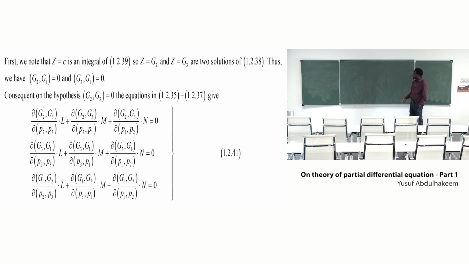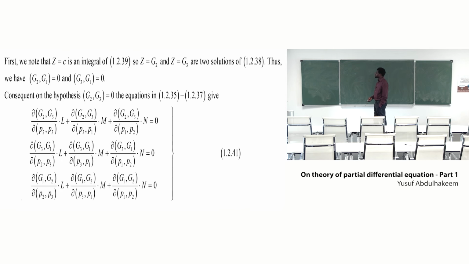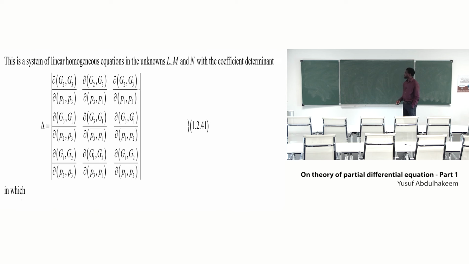What we have here, these three, is a system of linear homogeneous equations in the unknowns. So by the time we put this as a system of equations where we have our L, M, and N as the unknown variables, this will just give us what we have here.